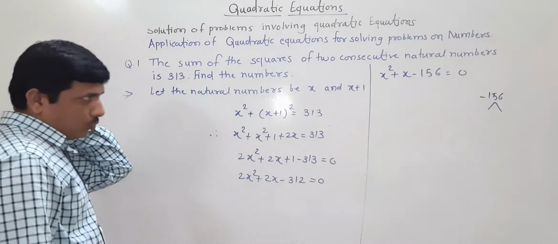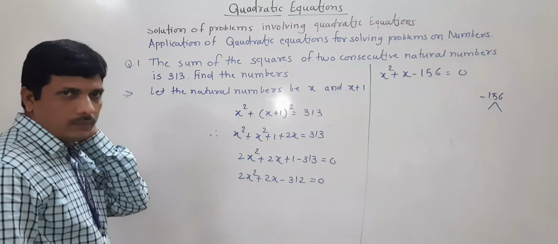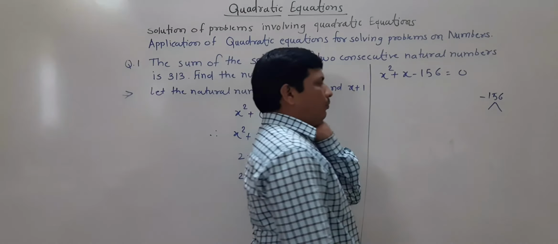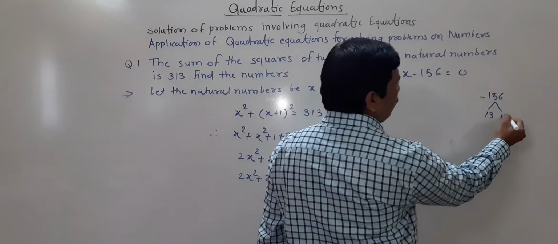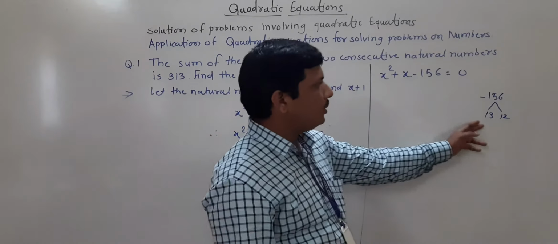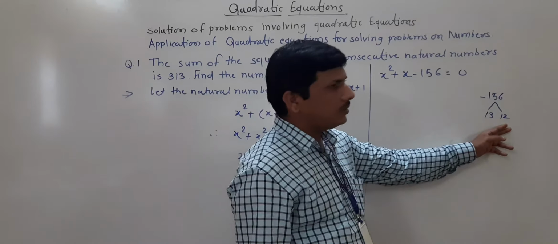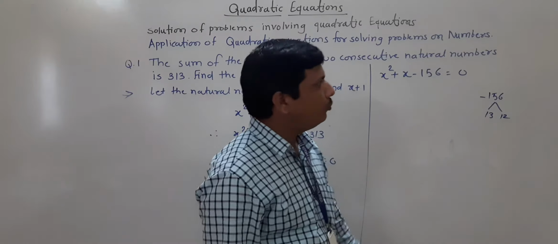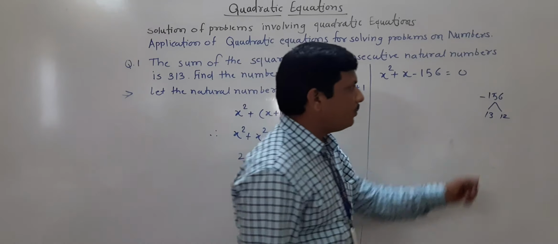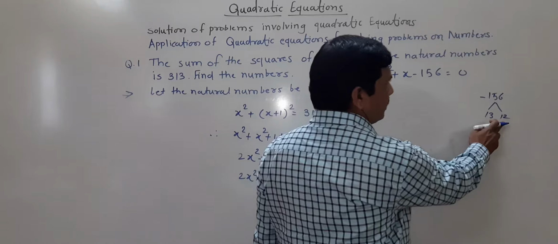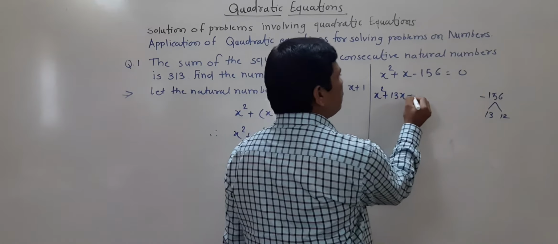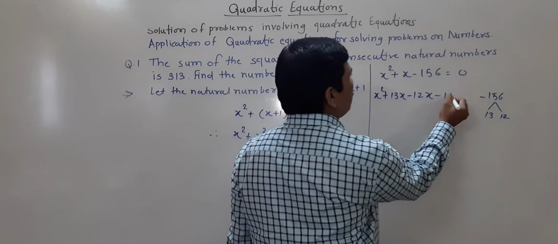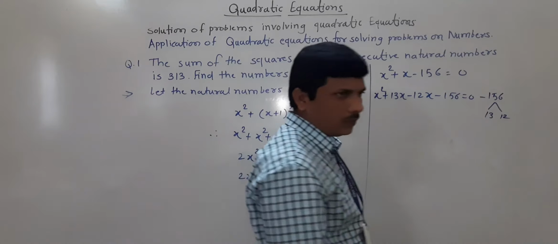The sum should come to 1, that is plus 1. So the factors are 13 and 12. You can check, 13 ones are 13, 13 twelves are 156. Okay, so this is the right way. So plus 13 and minus 12. So x square plus 13x minus 12x minus 156 is equal to 0.